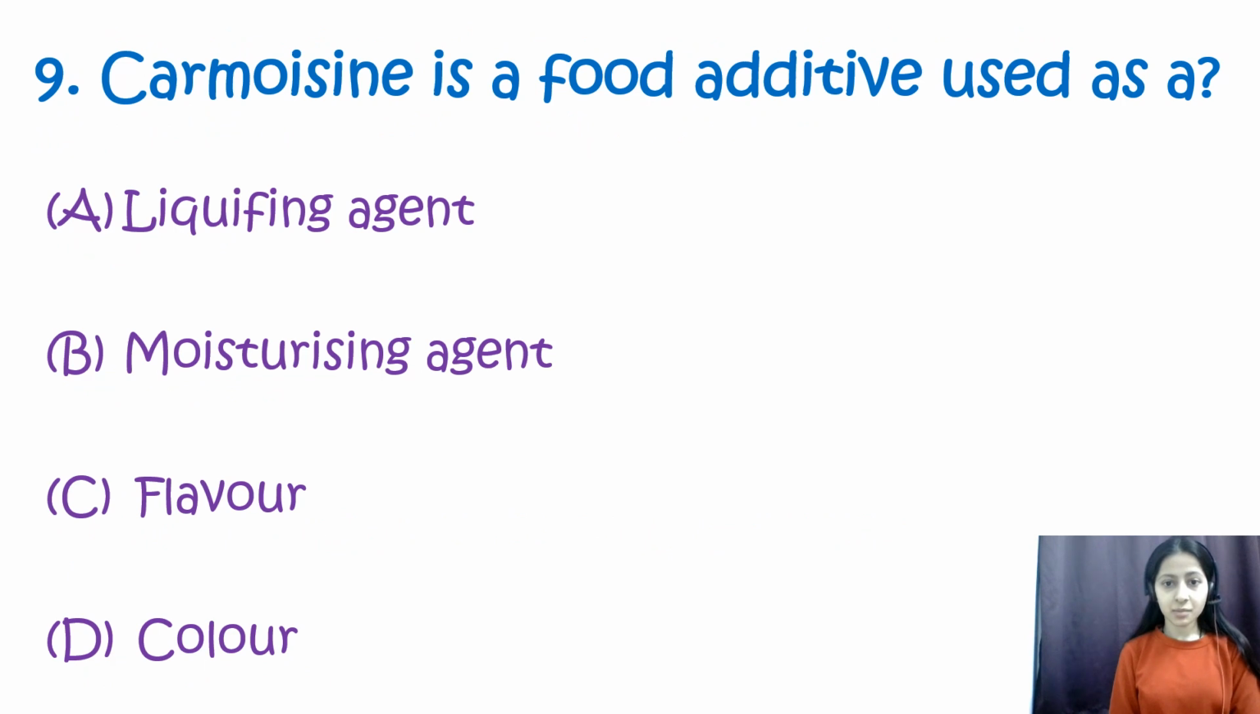Number 9, carmosine is a food additive used as option A liquefying agent, option B moisturizing agent, option C flavor, and option D color. So carmosine is a food additive which is used as a color. It is an artificial coloring agent. It is actually a synthetic coal tar dye that has been used in the food industry, and it adds a red coloration to the food products. Mainly it is used in candies and confectionaries, and in the beverage industries.